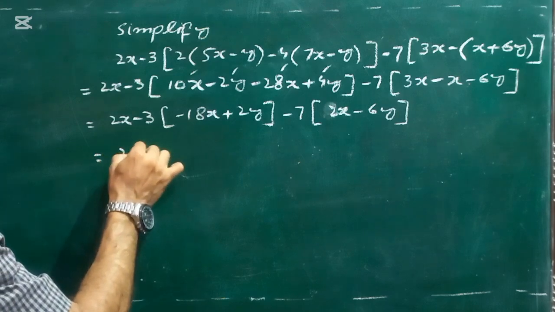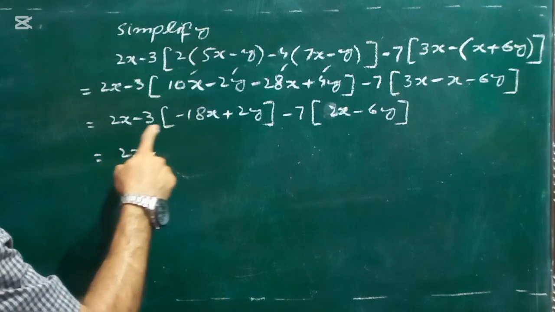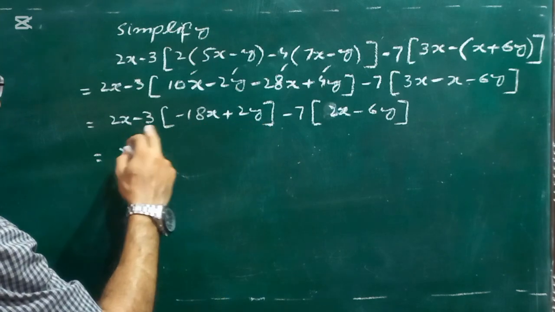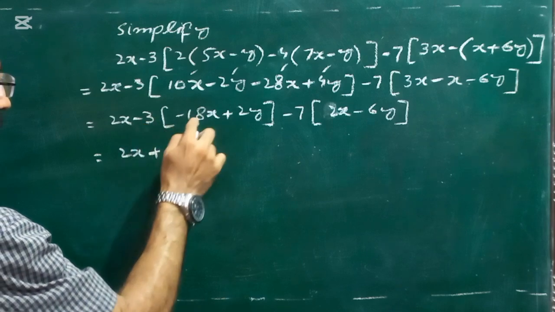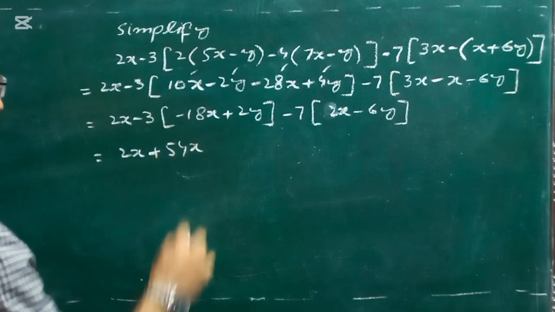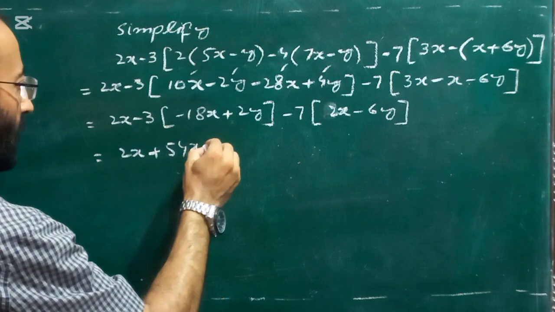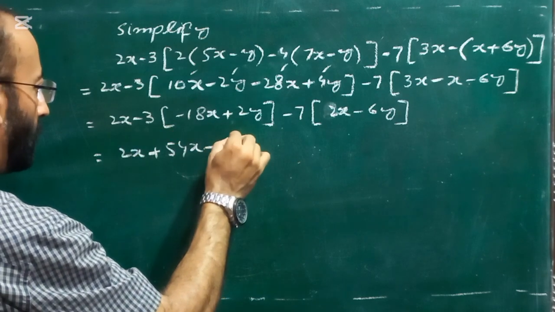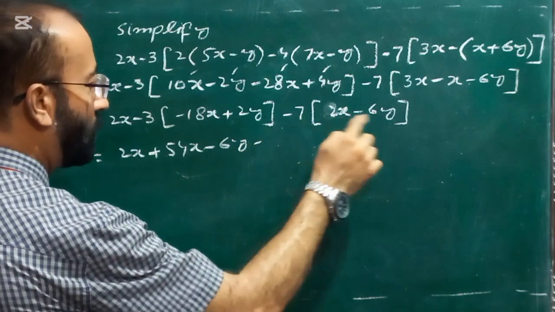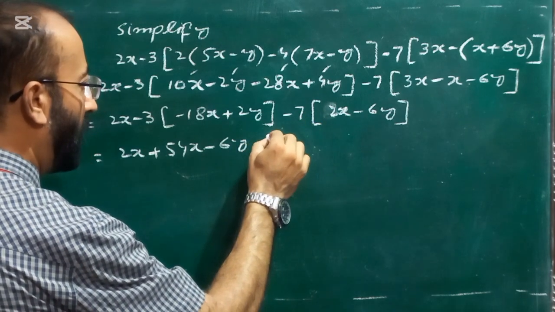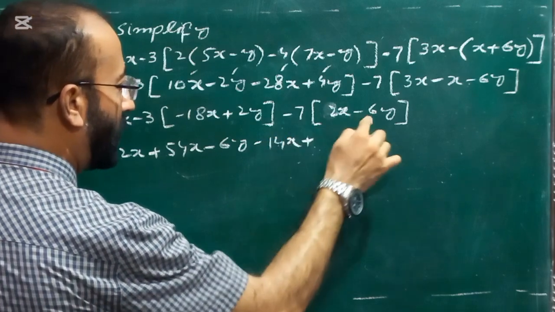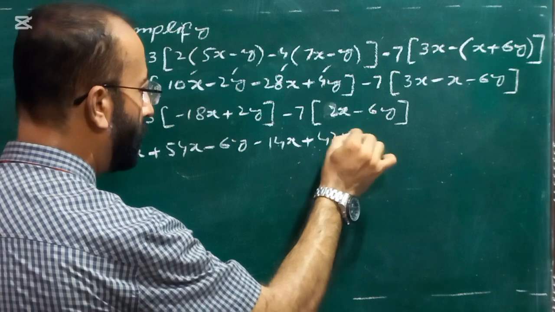So 2x minus, because of this minus sign, signs will be changed, and this 3 will be multiplied inside as well. So minus minus plus, 3 8s are 24, and 5x will be with it. Minus plus minus, 3 2s are 6, y will be with it. Now minus 7 is going to be multiplied inside, so it will be minus 14x. This minus minus plus, and 7 6s are 42y.